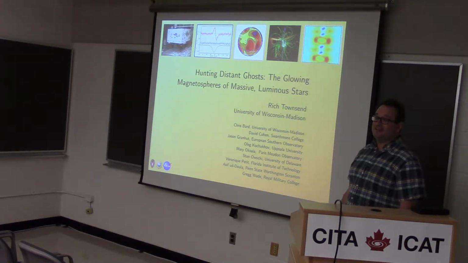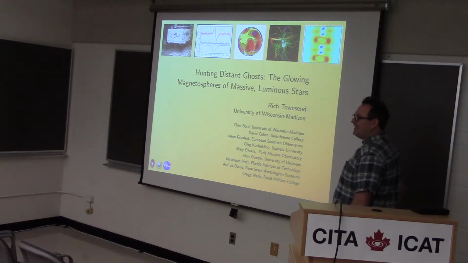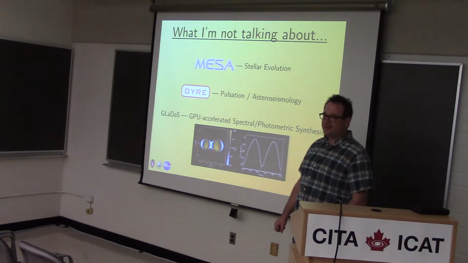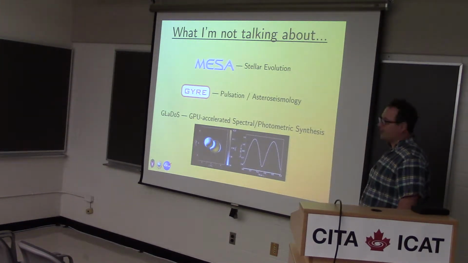Finding magnetospheres around these stars is a tricky process, and that's why it's kind of like ghost hunting. It's trying to find something that might not be there, shouldn't really be there, but, well, I guess unlike ghosts, these actually are there.